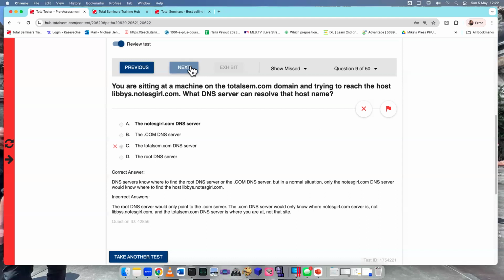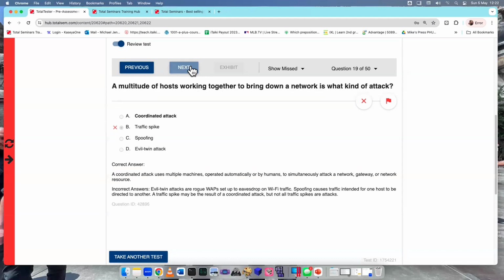So we got 6 left. Oh, I got up to 10 and then I missed one. A multitude of hosts working together to bring down a network. I thought that would be a DDoS, right? Coordinated attack, traffic spike. Well, I guess one source could make a traffic spike, but I'm thinking multiple would be for a DDoS attack. Coordinated.